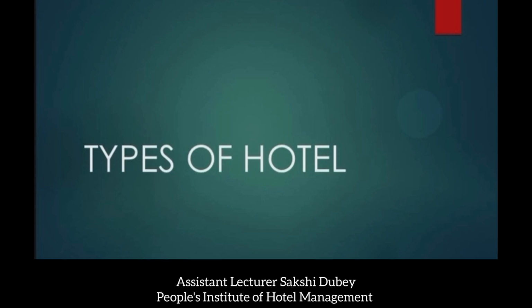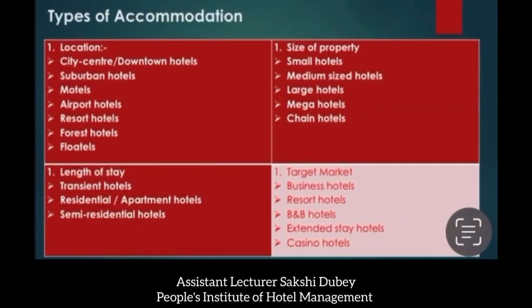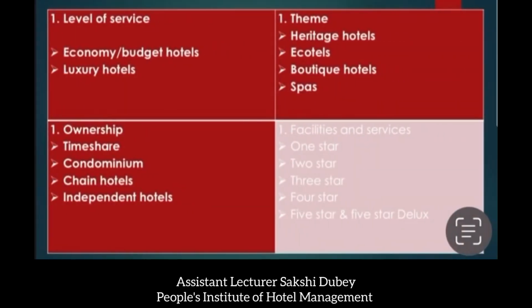So today we are going to discuss types of hotel. Types of hotel, or we can say types of accommodation, can be classified on the basis of location, size, length of stay, target market, level of service, theme, ownership, facilities, and services. These are the facilities and services that we are providing to the guests, right?